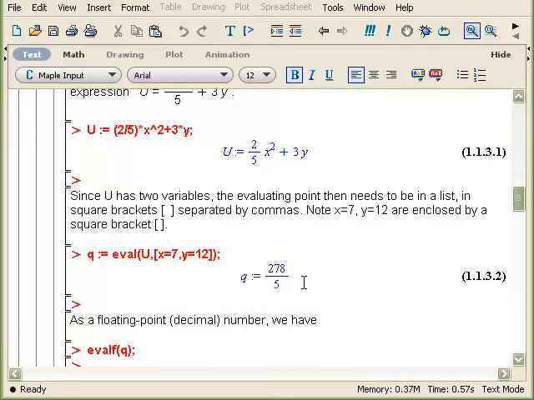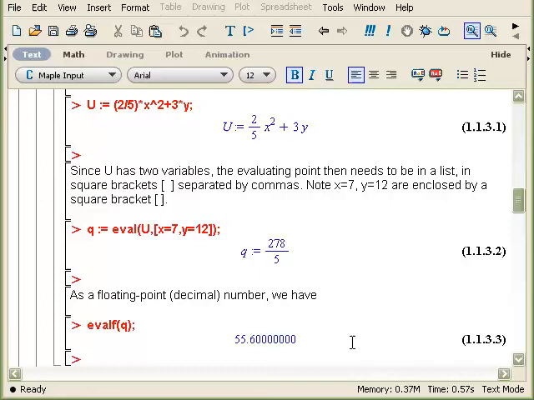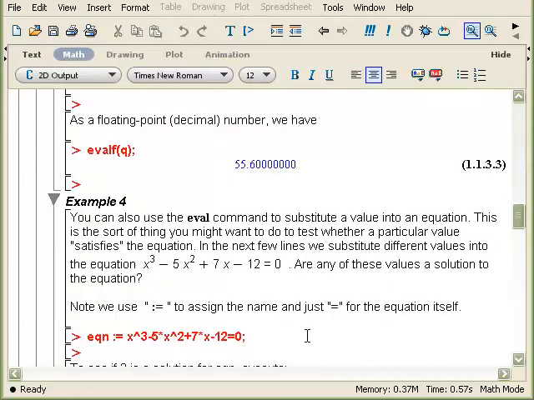Okay. So this kind of thing, you have a list of it, so you can calculate like this, right? So that's the meaning of it. The evalf we already covered, right? So it changes to decimal.